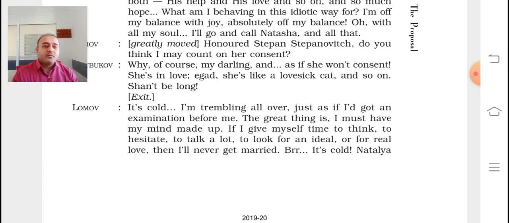The great thing is I must have my mind made up. If I give myself time to think, to hesitate, to talk a lot, to look for an ideal or for real love, then I will never get married. So he's thinking that if he had taken more time to find an absolutely perfect match for himself, he would never get married.